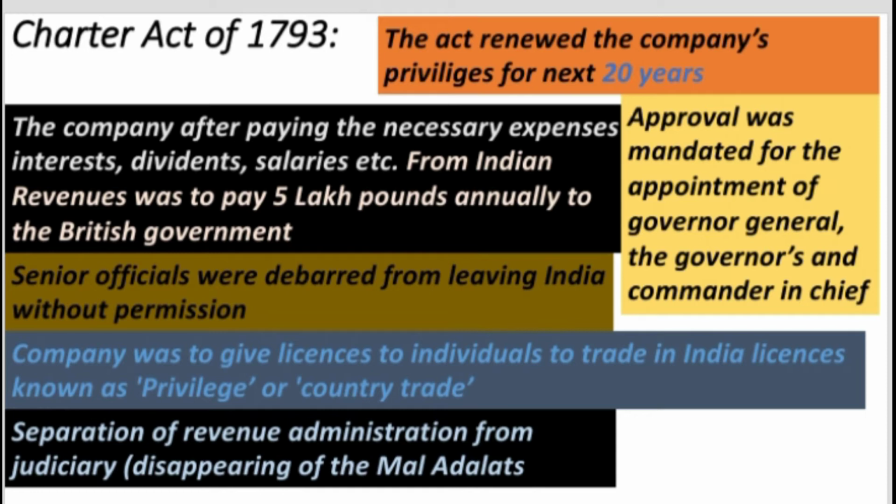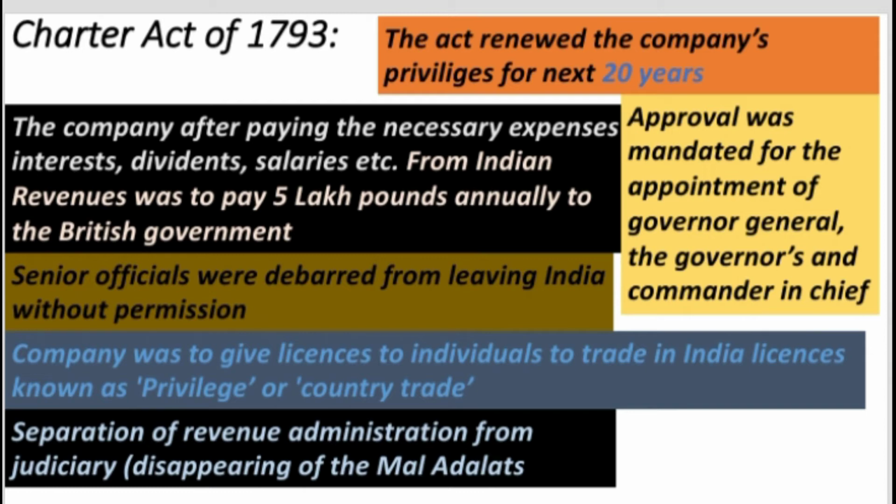Doing so was treated as a resignation, and the company was empowered to give licenses to individuals as well as company employees to trade in India. The license is known as privilege or country trade. So it paved the way for shipments of opium to China. The revenue administration was separated from judiciary functions, and this led to the disappearing of the mal adalats. Besides that, the home government members were to be paid out of the Indian revenues, which continued up to 1919.